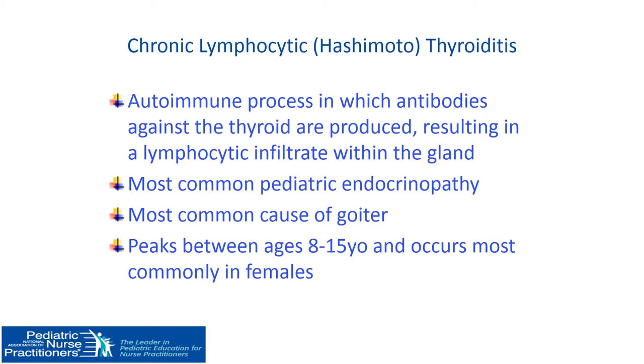So Hashimoto's, or chronic lymphocytic thyroiditis. It's an autoimmune process in which antibodies against the thyroid are produced, and it results in lymphocytic infiltrates within the gland. So your body is attacking your thyroid gland, and in response, it swells. You can have nodules from the lymphocytic infiltrates within the gland itself. It's the most common pediatric endocrinopathy. It's the most common cause of goiter, and it peaks between ages 8 to 15 years old and occurs most commonly in females.